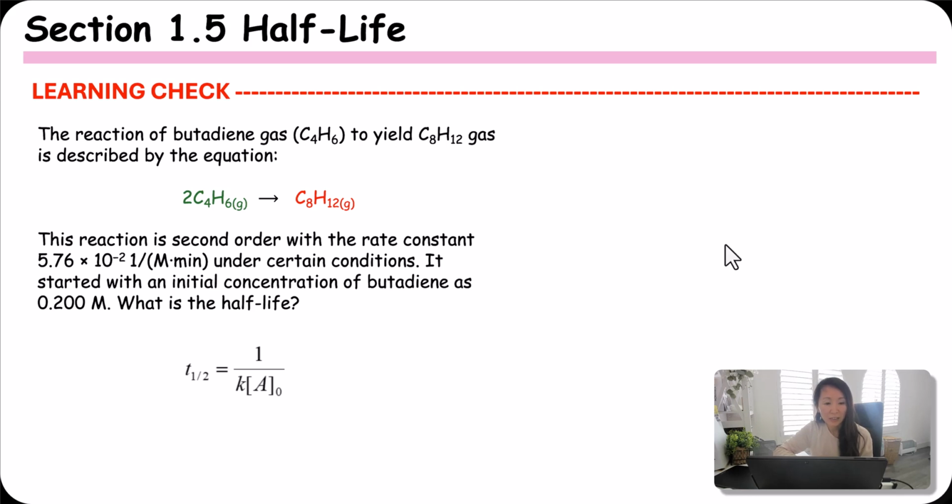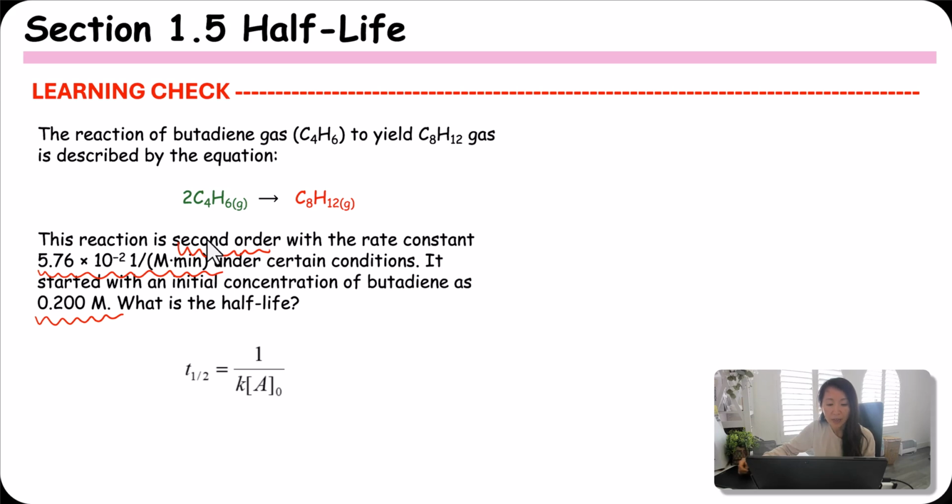So here it says the reaction of butadiene gas to yield C8H12 gas is described by the equation as shown in the reactant and the product equation. This reaction is second order, so that's my important information to grasp. The rate constant is shown right here, so it's giving you k. And then it started with the initial concentration of butadiene as 0.2 molarity. So what is its half-life?